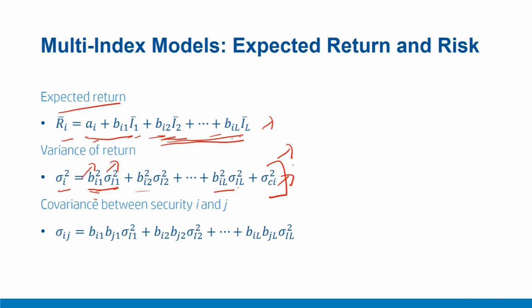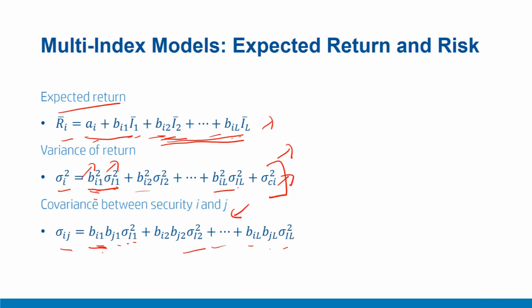Lastly, we have covariance between securities i and j, which is given as sigma ij equals Bi1 into Bj1 into sigma I1 square plus Bi2 into Bj2 into sigma I2 square and so on up till Bil into Bjl into sigma Il square. And again it is also very similar to the single index model where we had only one term which is Bi1 into Bj1 into sigma I1 square, and in a very identical and intuitive manner we have introduced the covariance terms for other indices.